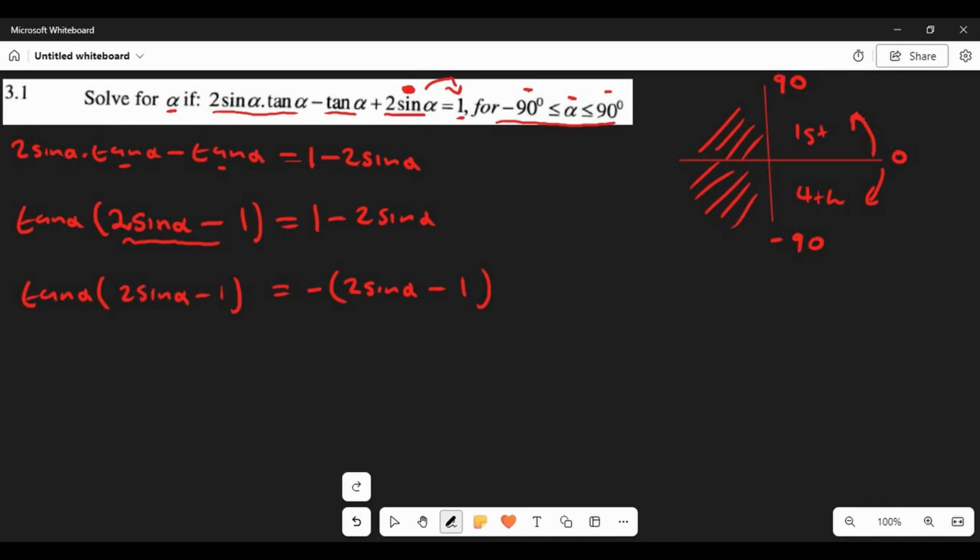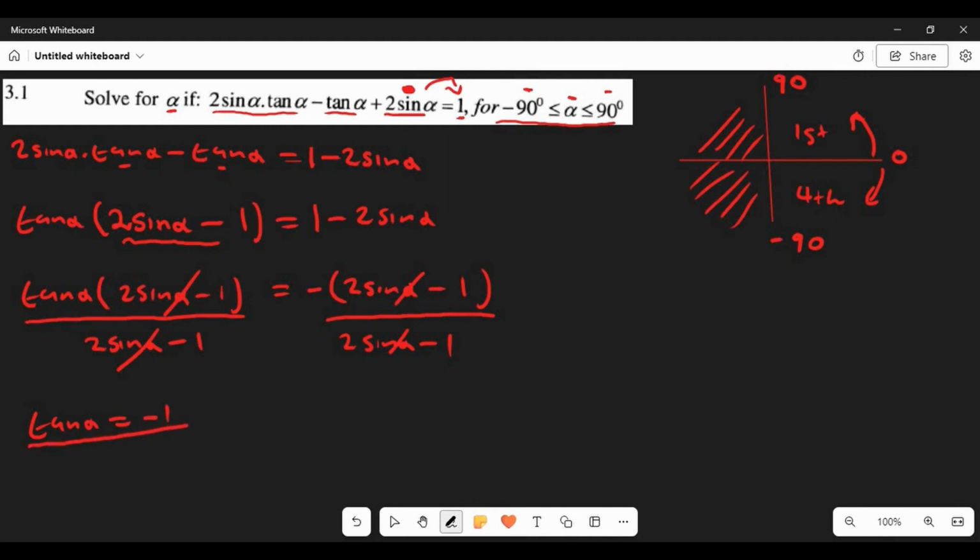Now we can divide both sides by 2 sine alpha minus 1. So let's do it. Obviously this and that give you 1, and you'll be left with tan alpha. While this and that give you 1, multiplied by this negative here, you're going to get negative 1. Now from here, guys, this tells us that wherever we are calculating alpha, the angle must give us tan alpha equal to negative 1.